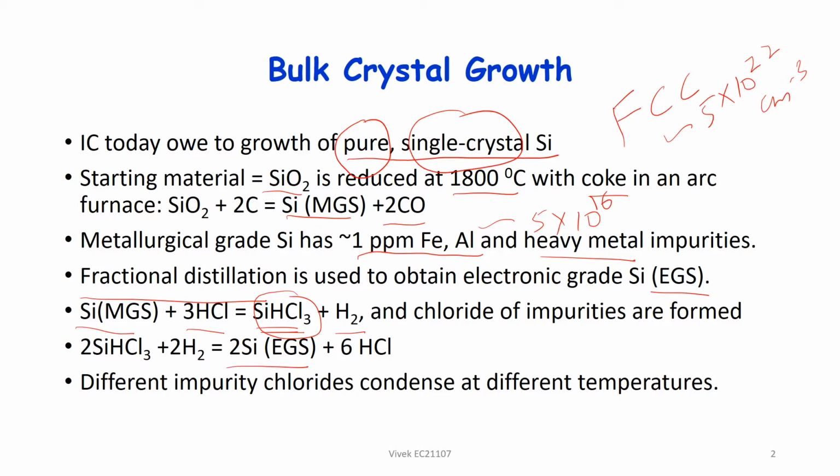Now electronic grade silicon has around 1 part per billion. That means impurity will be around 5 into 10 raised to power 22 minus 9. So that is around 10 raised to power 13. So this is a typical impurity level of electronic grade silicon.